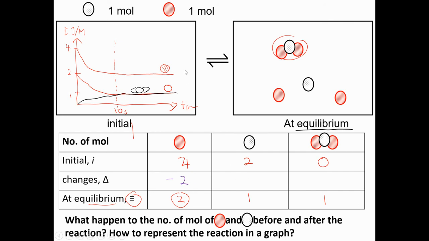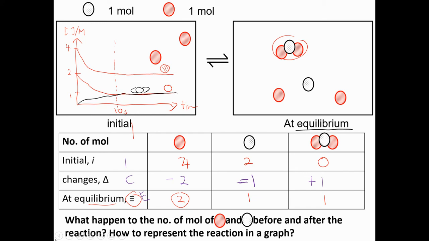Now let's go back to the original one. Originally it has 4 red ones. So when it changes to product, it will consume 2 red ones and consume 1 white one, and then product starts to form. So this is what we call the ICE table.